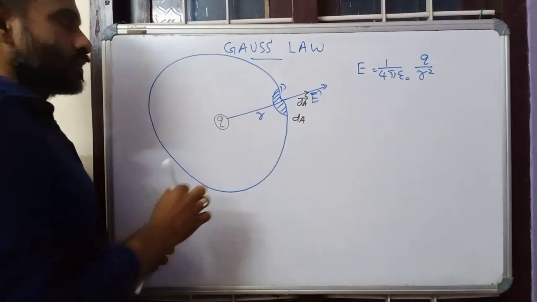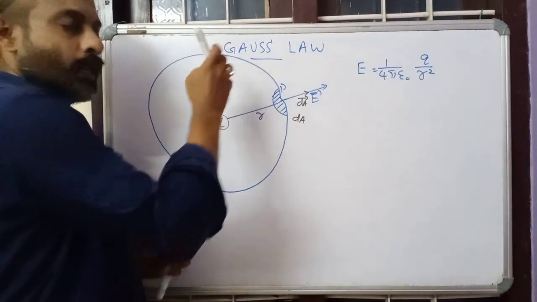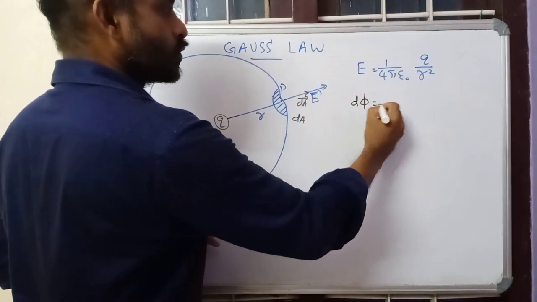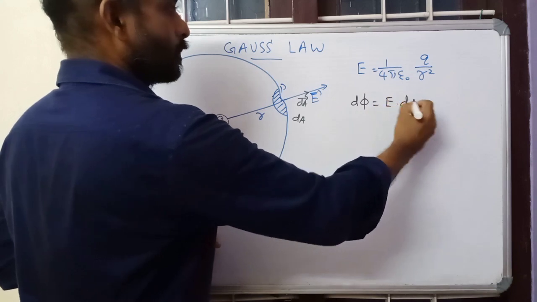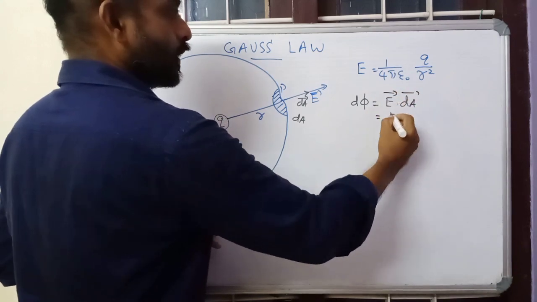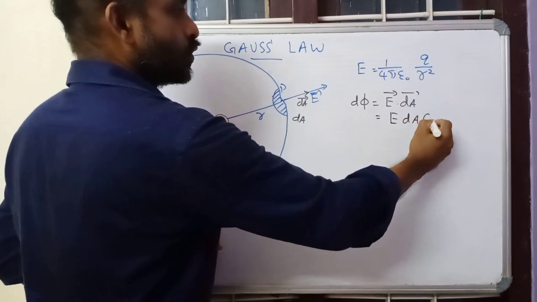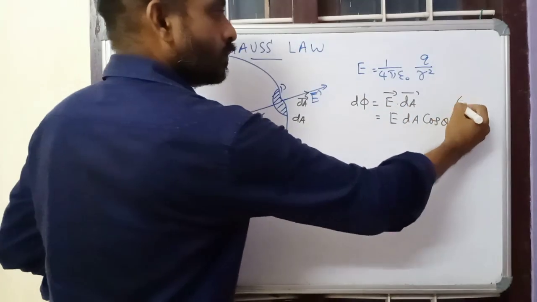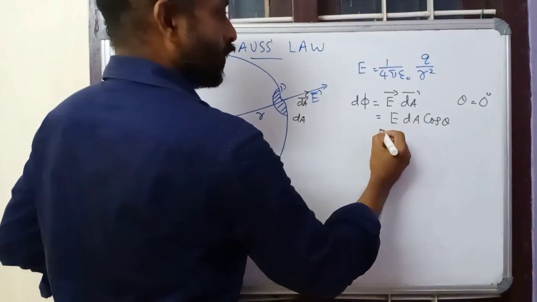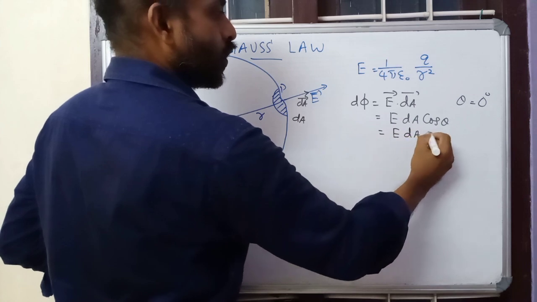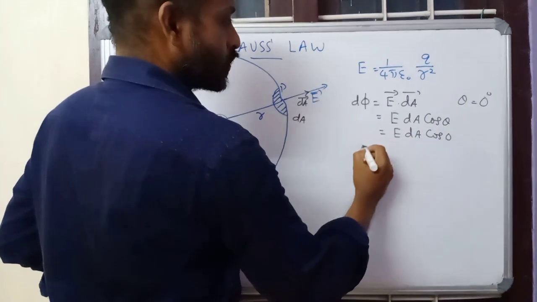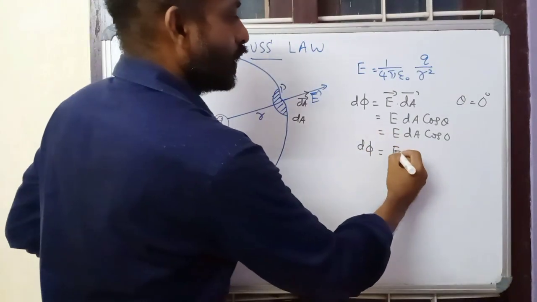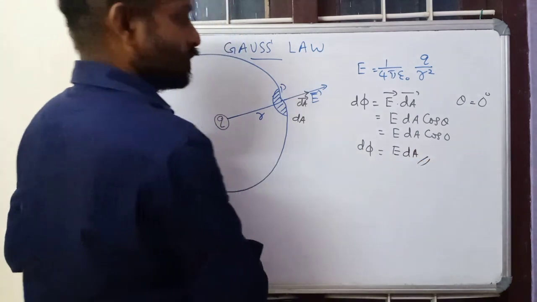Now I need to find the total flux coming through the small area. So for the small area, we have a small flux d phi equal to E dot dA, the dot product of these two vectors. We can expand this as E into dA into cos theta. But E and dA are in the same direction, so theta will be 0 degrees. Therefore, you will get E into dA into cos 0. Cos 0 has a value 1. So the small flux through the small area is equal to E into dA.